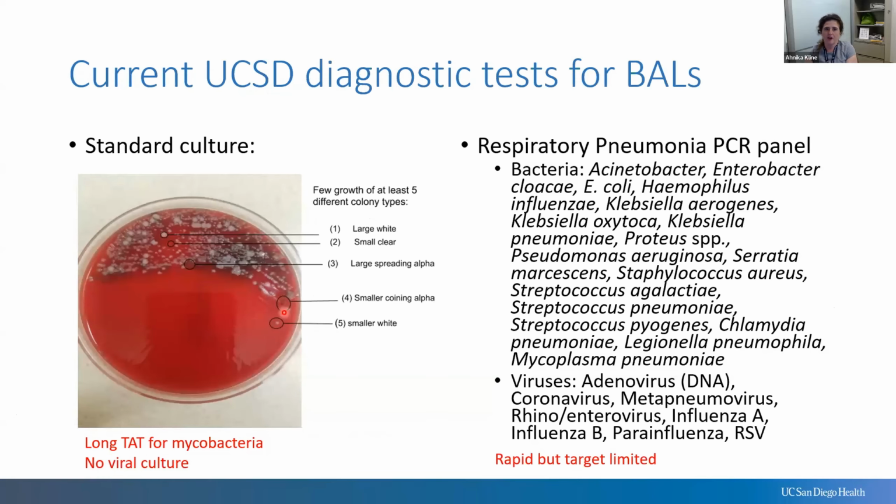Just to put out there the current UC San Diego diagnostic tests for bronchiolar lavages that exist. So we have standard culture methods. This is just an example plate. You can see that often there are multiple different bacteria that grow on the colony cultures, and they have to be individually identified and subcultured and susceptibility tested. This is also a regular sheep blood culture, but if you want to grow, say, a mycobacteria or a fungus, then you have a much longer turnaround time, as those take longer to grow and have to be put on special media.